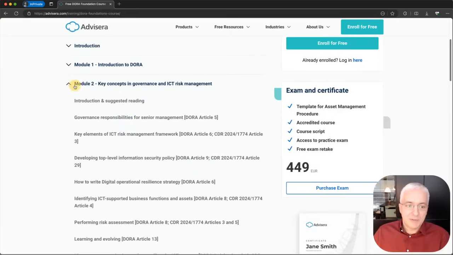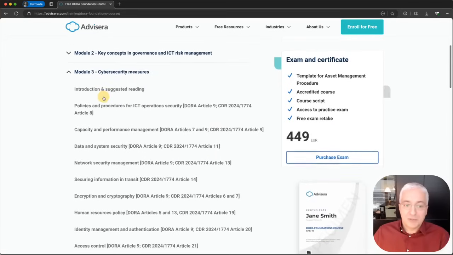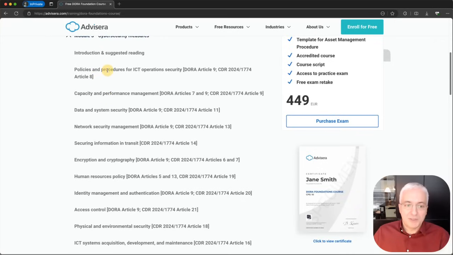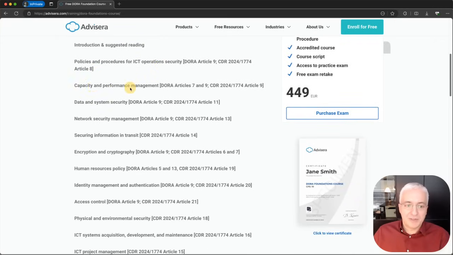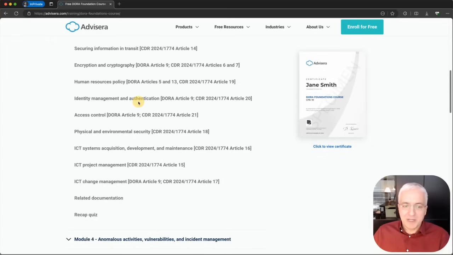All right, let's go for module 3. This one is focused on cybersecurity measures, so policies and procedures for ICT operations, capacity and performance management, data and system security, network security, securing information in transit, encryption and cryptography, human resources policy, identity management, authentication, access control, physical and environmental security, acquisition, development and maintenance of ICT systems, project management and change management.